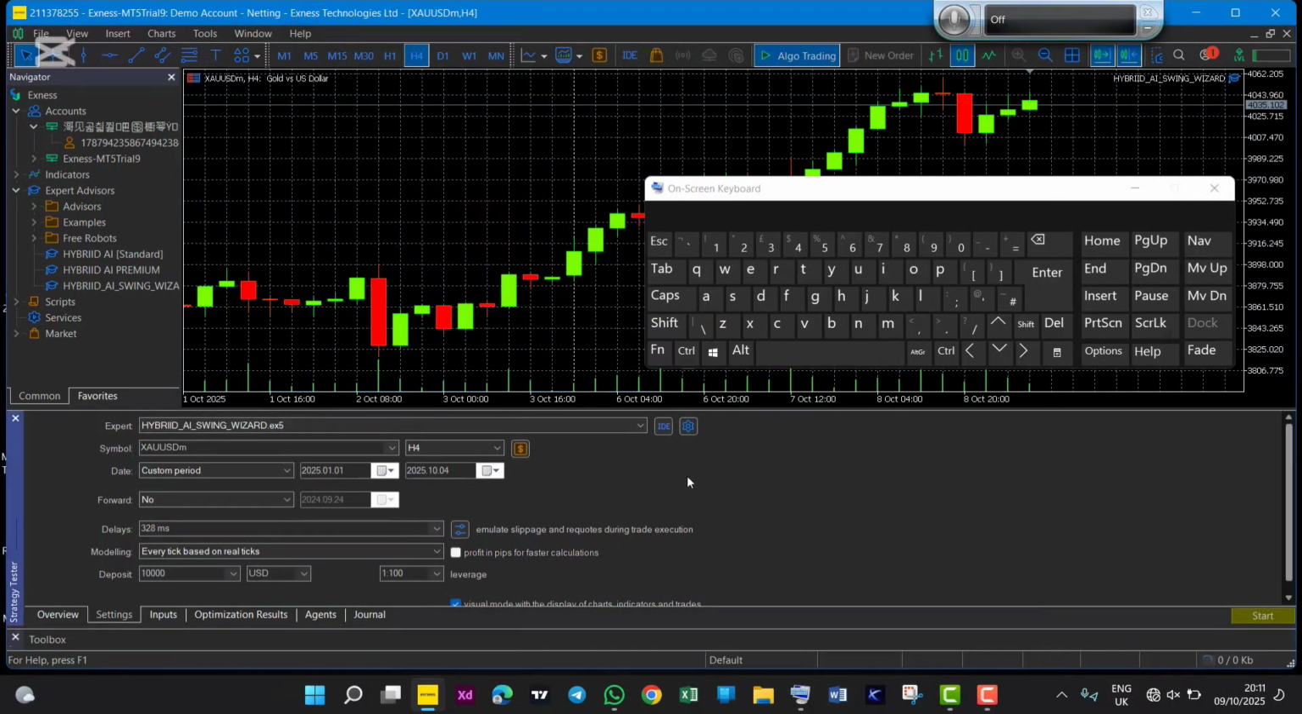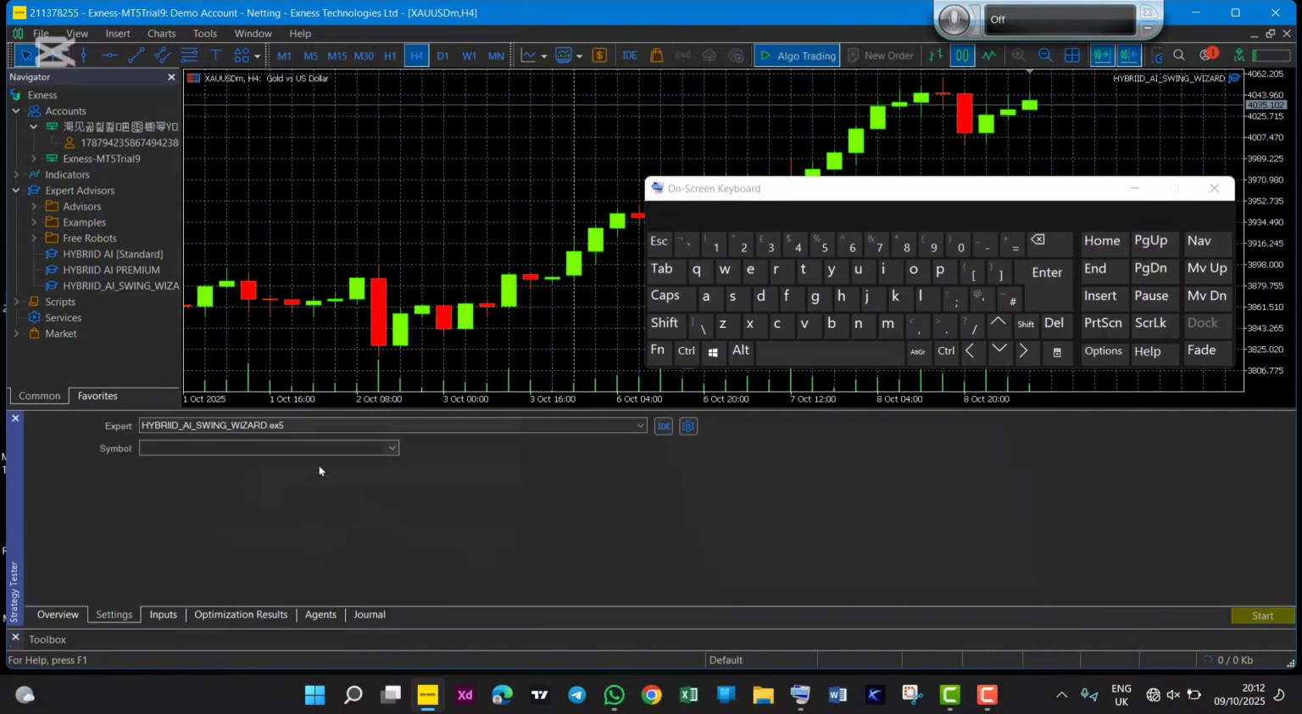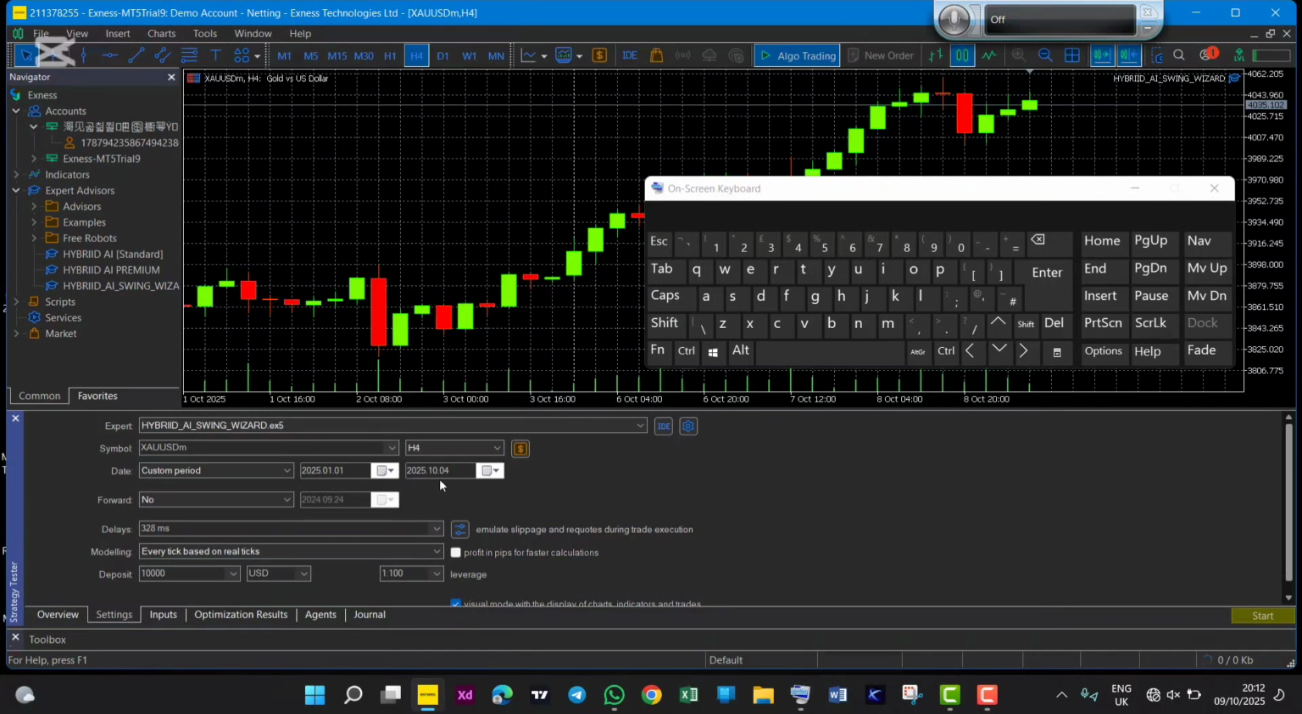Right here is our strategy tester. We drag the robot to strategy tester. So we'll be running this testing from 1st January to 4th October here. I've already launched the robot on strategy tester. Look at it here, expert Hybrid AI Swing Wizard. The symbol is gold, the time frame is H4.